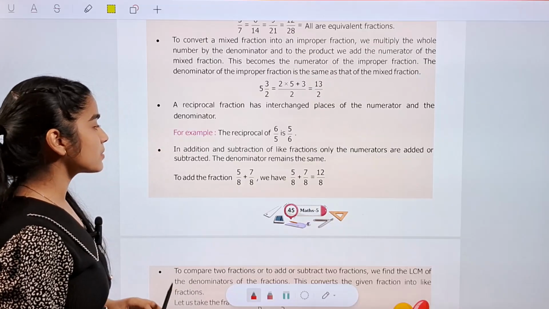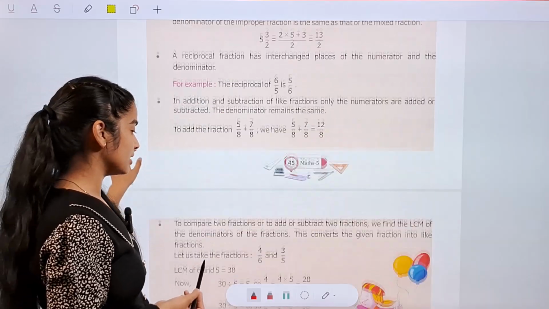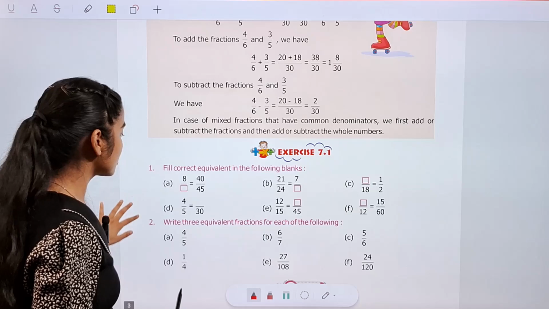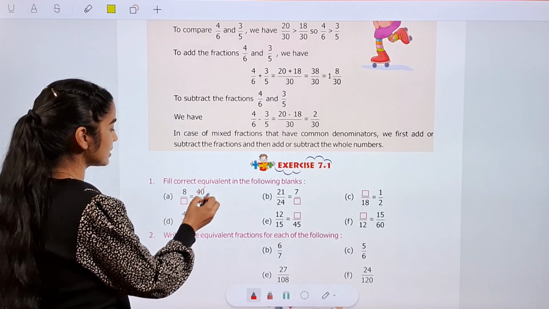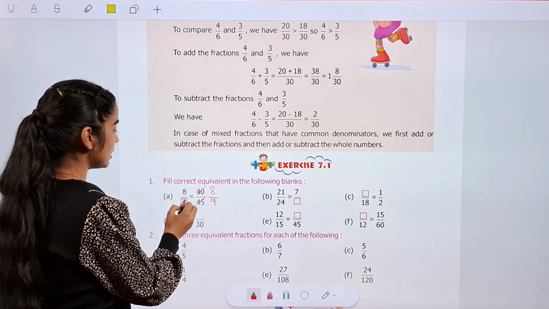In addition and subtraction of like fractions, only the numerators are added or subtracted. The denominators remain the same. And for equivalent fractions, if I have to simplify this, it means 8 by 9. So what would be there? It would be 9.